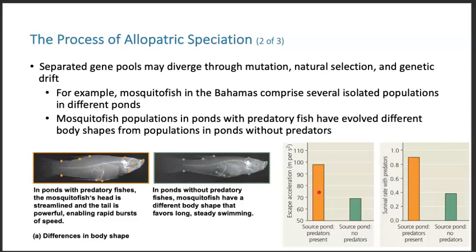So you can see this in the graphs here. When predators are present, mosquitofish have a very fast escape velocity, and it's much slower escape velocity when their fish have evolved where there's no predators. In addition, we could look at survival rate. What they did was they took the fish with predators and without predators, and they put them in a pond with predators, and they looked at survival rate. And of course, the ones that had the ability to escape were much more likely to survive than the ones that had evolved without predators around.